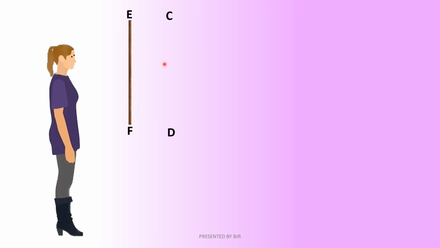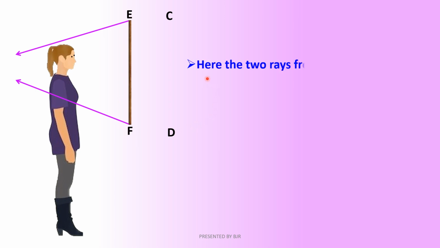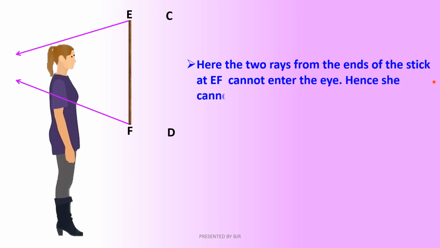Now, in order to see the stick, the rays drawn from the two ends of the stick EF should pass through her eyes. Then only she can see. Let us check. This ray is not passing through her eye, and the second ray is also not passing through her eye. Obviously, she cannot see the two ends of the stick, isn't it? Here, the two rays from the ends of the stick at EF cannot enter the eye, hence she cannot see the stick.